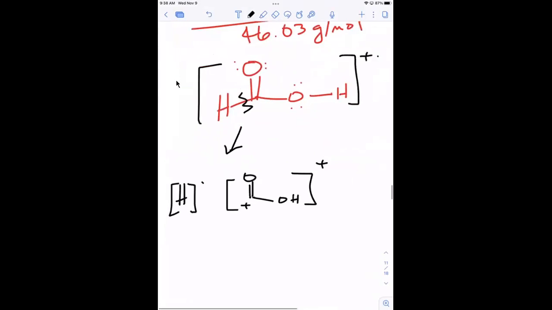Are you following that? If I break that sigma bond, I'm going to get an H, and I'll get the rest of that functional group, that carboxylic acid functional group. So this is 1 gram per mole. And then over here, this is going to be what? 45 grams per mole. Anybody not following that? The fragments have to add up to the mass, and the mass is 46 grams per mole.